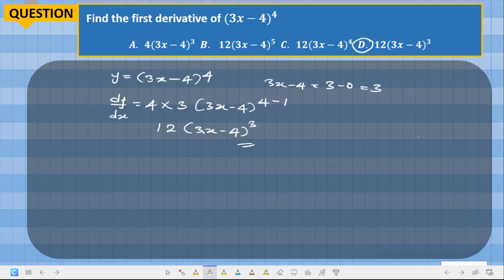That is why the correct answer to this question is option D. This is the shortcut, okay? What you do, bring the 4 down, differentiate what is in the bracket, write back what is in the bracket, and then subtract 1 from the power.